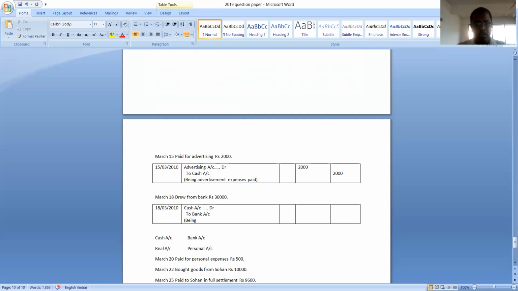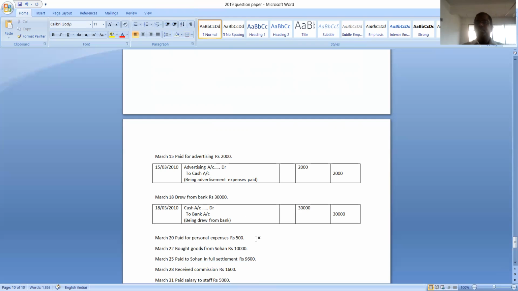Narration is being drew from bank. Okay, ledger folio column is nil. Debit column is rupees 30,000. Credit column is rupees 30,000. Okay, let us move to the next transaction.